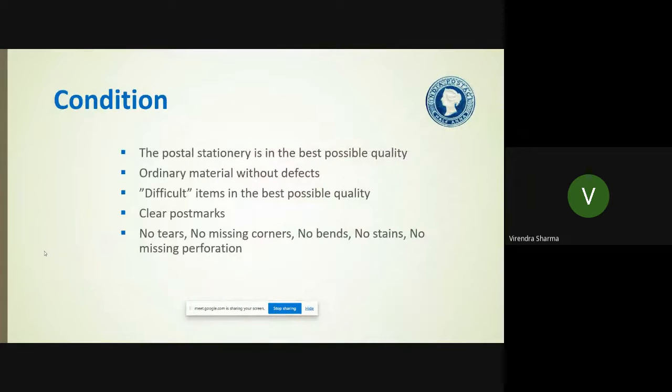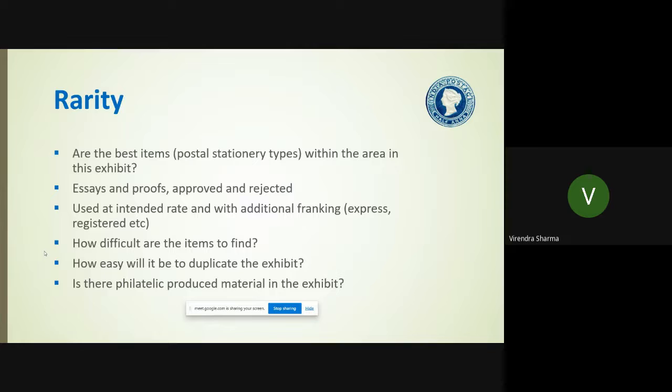Condition is a very important aspect. Whatever is easily available, the ordinary items I am talking about, should be in the best quality. And for difficult items, the best possible quality, meaning whatever is possible for you to acquire. Keep in mind that there should not be any tears, missed corners, bends, stains, etc., missing perforations. And rarity, again, like archival materials, are given specifically, and those are all in the pre-period. The post-period, of course, is not required. You should not exhibit those.